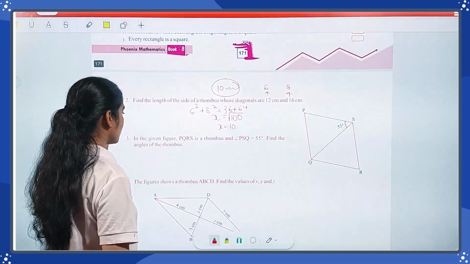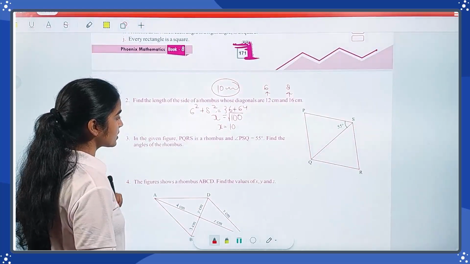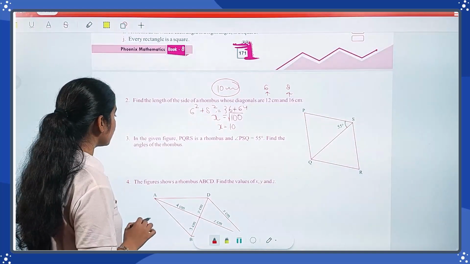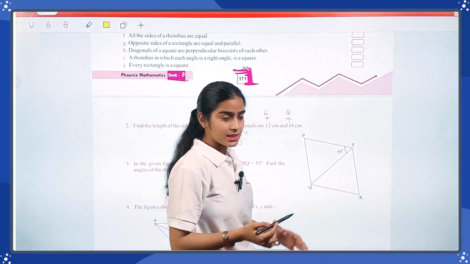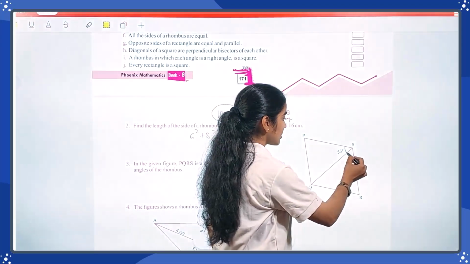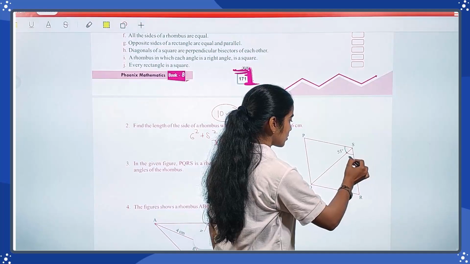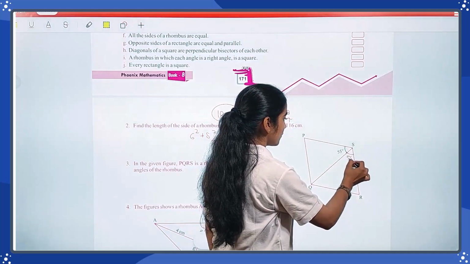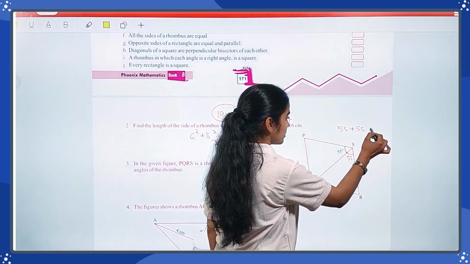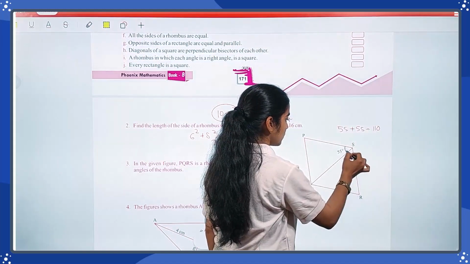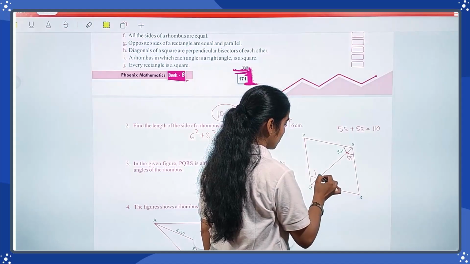Next we have, in the given figure, PQRS is a rhombus and angle PSQ is equal to 55 degree. Find the angles of the rhombus. So again we know that diagonals bisect each other. It means the angles are also bisecting. So this is 55. So this is also 55. The sum of 55 and 55 is 110. So this is 110. So this is also equal to 110.